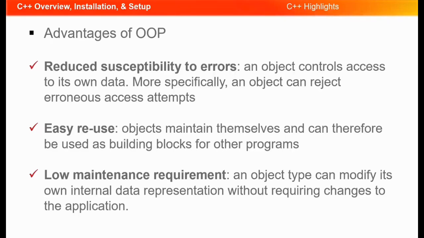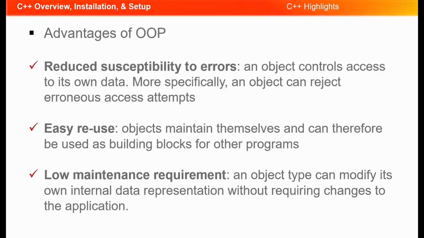So the first one is reduced susceptibility to errors. An object controls access to its own data, and because it controls that access, it can also perform validation. So if you try to change the data in an object and you try to put in data that is invalid in relation to that object's rules, then the object can simply reject that change. We normally do this through what we call mutator functions. So we define a function inside that object that takes in changes, and then it can validate those changes.